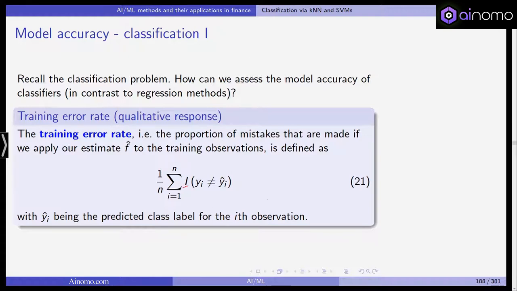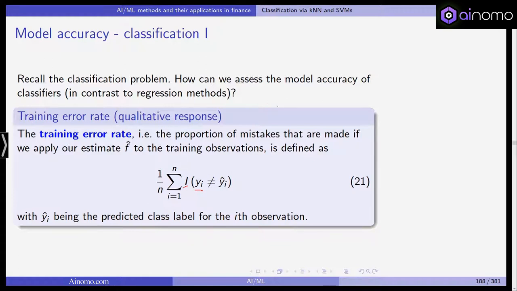This is an indicator function that looks at the comparison of the observations yi of our qualitative response, and it is 1 if yi is not equal to our predicted value. So yi hat is the predicted class label for the ith observation, and we simply take the average across all these indicator functions. So basically, again, it's the proportion of mistakes that we make. So this is the training error rate, and this is done for the training data.